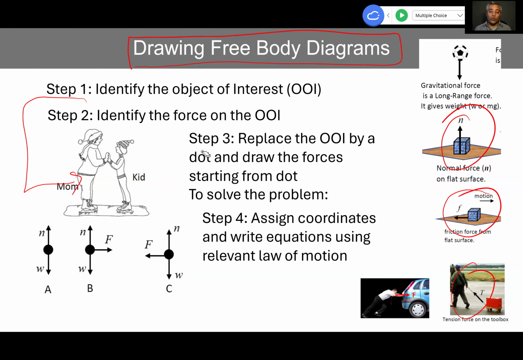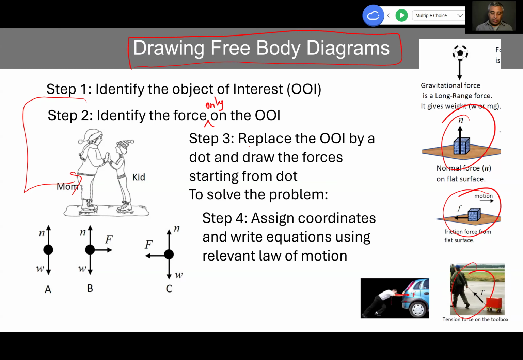force acting only on that object of interest, okay? Maybe I should emphasize that. Only on the object of interest, nothing else, okay? And then now you actually start drawing, okay? So once you know what forces are acting, you start drawing.